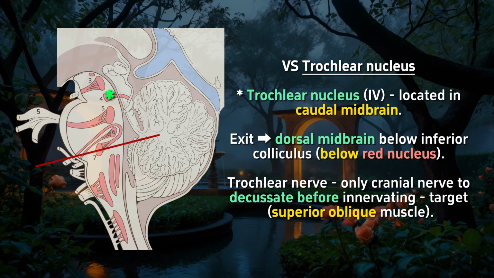The trochlear nucleus is located in the caudal midbrain, and the nerve exits the dorsal midbrain just below the inferior colliculus below the red nucleus. The trochlear nerve is the only cranial nerve to decussate before innervating its target superior oblique muscle.